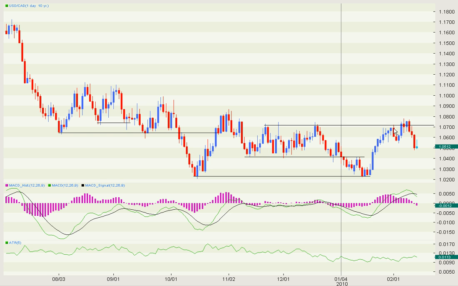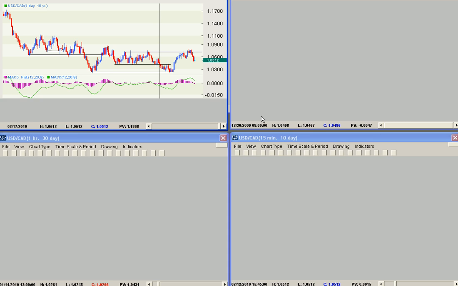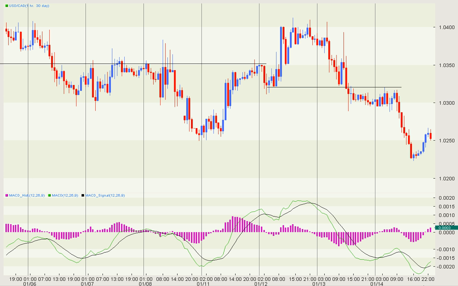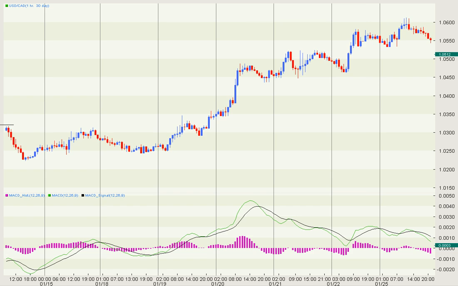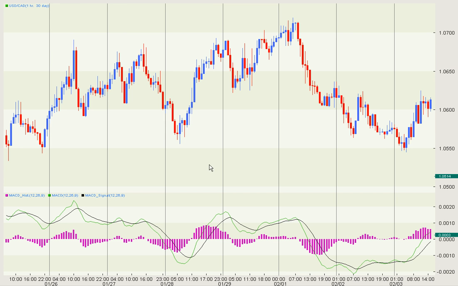It might go blasting right through it. But if you'd be patient, let it hit there, then go to your smaller time frame charts. There's a variety of ways to get into these things. Let's go to the 1st of February, right in here.